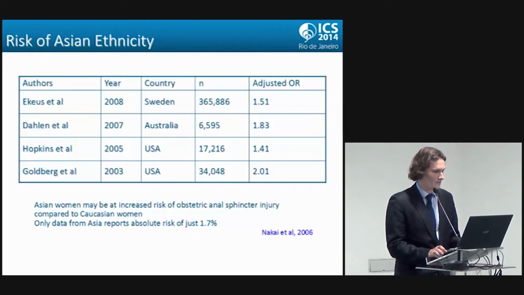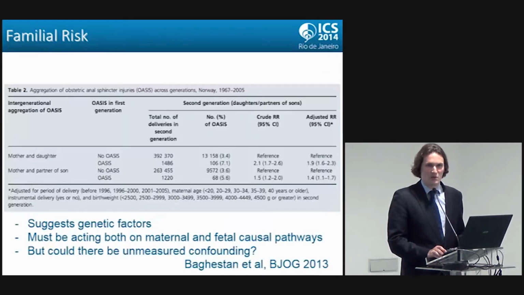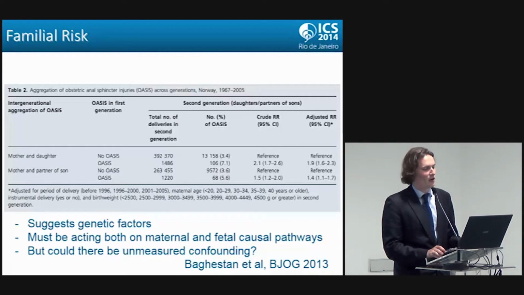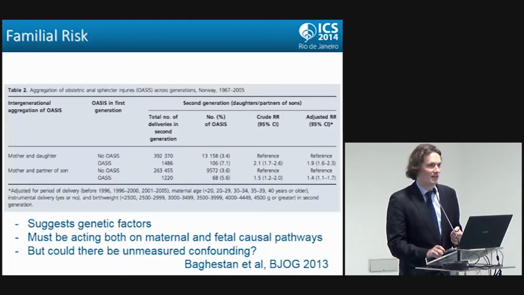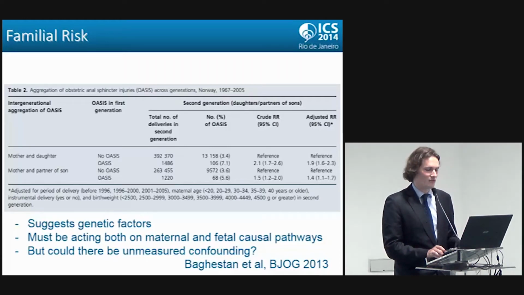This is a wonderful paper from the BJOG last year, particularly of interest to me because I work on genetic factors for pelvic floor disorders. And it shows that there may be genetic factors affecting the incidence of OASIS. So if your mother had an OASIS, when you deliver, you're at approximately twice the risk of sustaining an OASIS after maximal adjustment. But also, maybe more amazingly, if your mother-in-law had an OASIS, you're also at greatly increased risk. So that tells you there must be some factors passing down the maternal genome and some factors coming down the fetal genome, perhaps related to the size of the baby. Of course, there could also be unmeasured confounding.